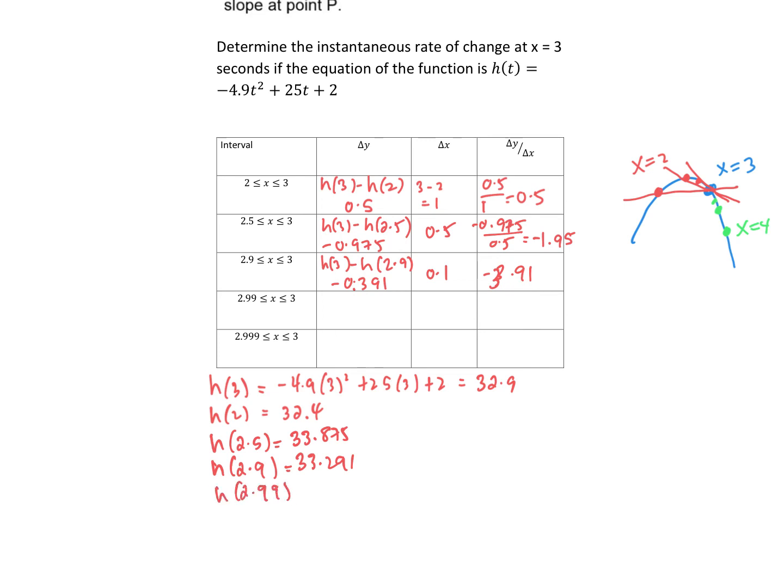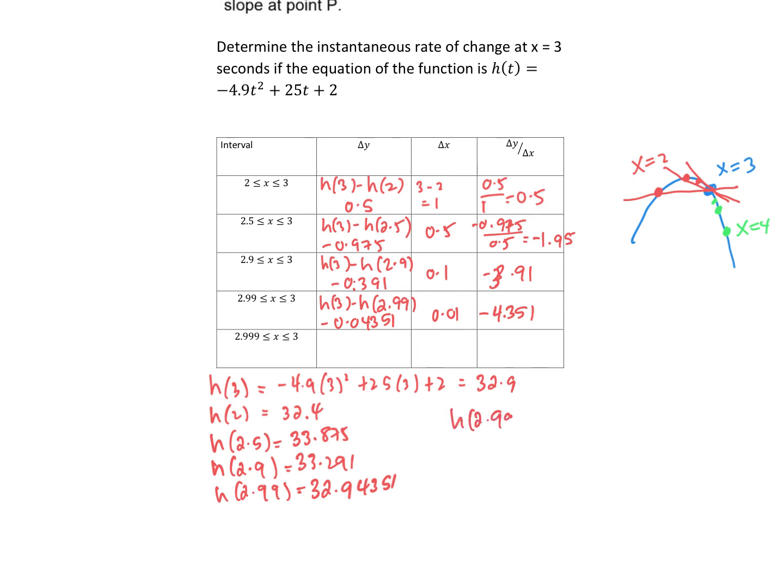We're going to move it to 2.99. Try to use as many decimals as possible because you'll get a more accurate result. So we're going to do h of 3 minus h of 2.99. That works out to be negative 0.04351. Delta x is 0.01. And then when I do that delta y over delta x, I get negative 4.351. So that's starting to look a little bit closer. I've got negative 3.91, I've got negative 4.35. Starting to get a little bit of consistency there.